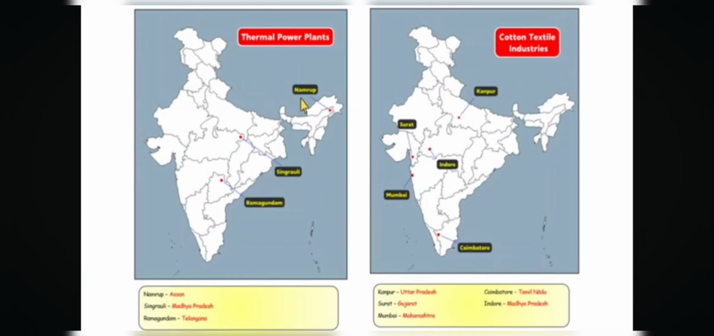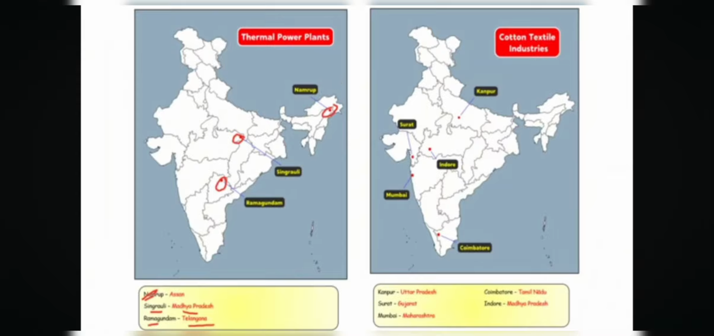Thermal power plant, salt ponds. Now Namrup is also important, which is in Assam. Singrauli is also important. This is in Madhya Pradesh. Singrauli is here in Madhya Pradesh. Okay. Next is Ramagundam. This is in Telangana, and this is also important. Questions on thermal power plants also come in the exam. So memorize these three. Namrup is here, Singrauli is here, and Ramagundam is here.